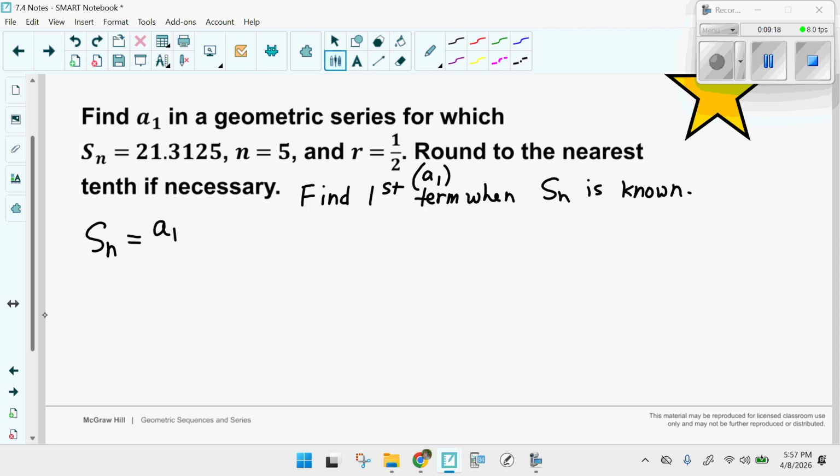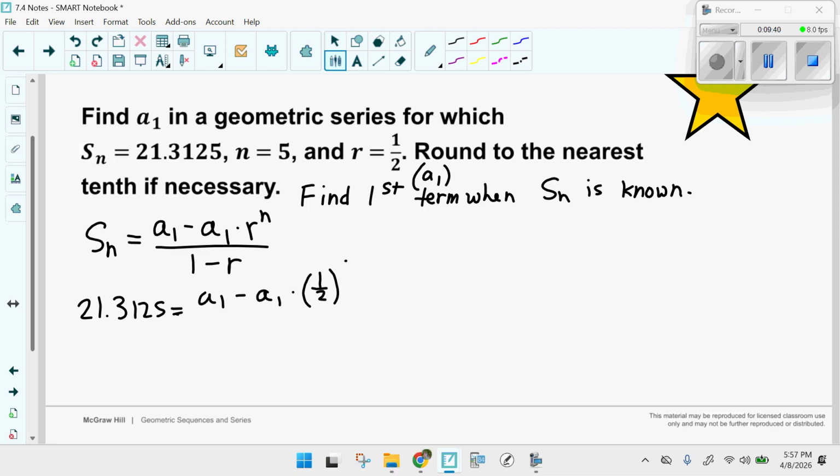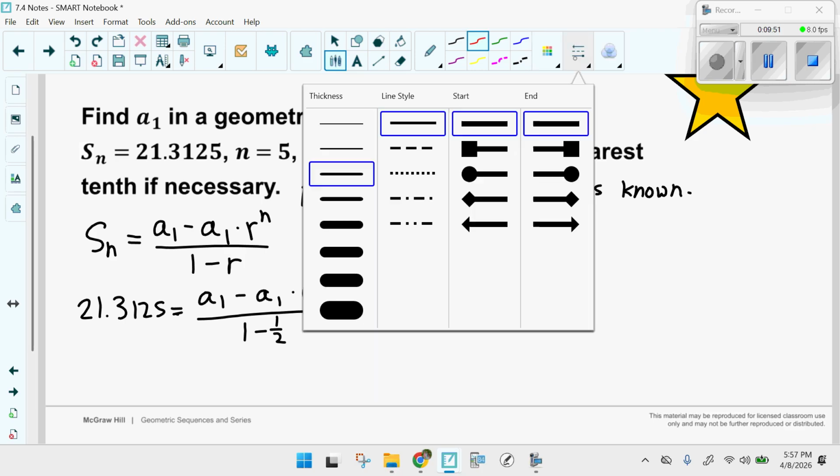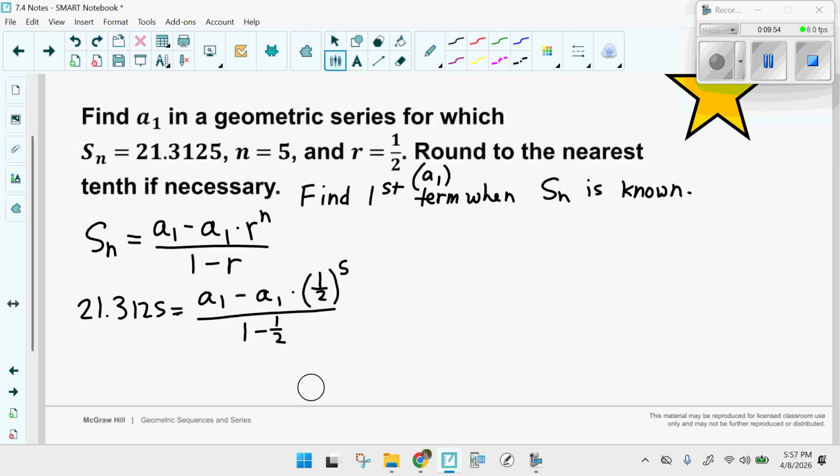So we're going to use this formula: a sub 1 minus a sub 1 times R to the n, all over 1 minus R. We have our sum, which is 21.3125, and that's going to equal a sub 1 minus a sub 1 times my R, which is 1/2, and I have 5 total terms, all divided by 1 minus 1/2. So looking at that, I have everything filled in except for these a sub 1s. I need to do a little algebra to figure out what a sub 1 is.